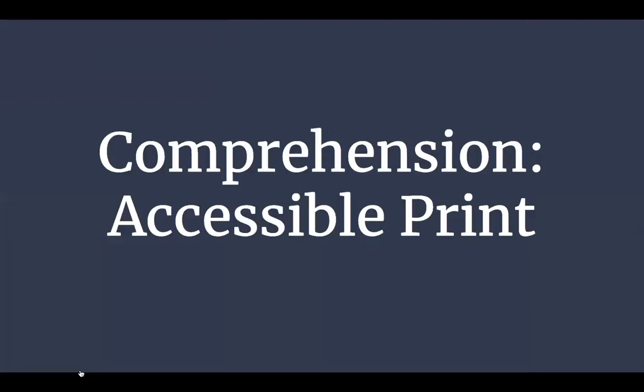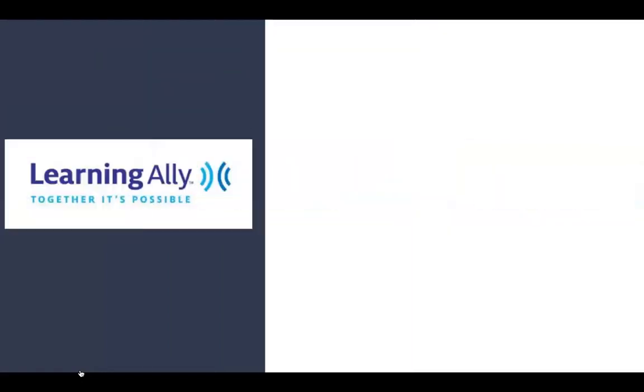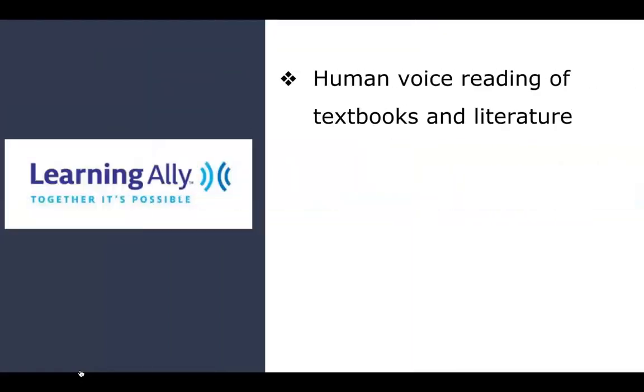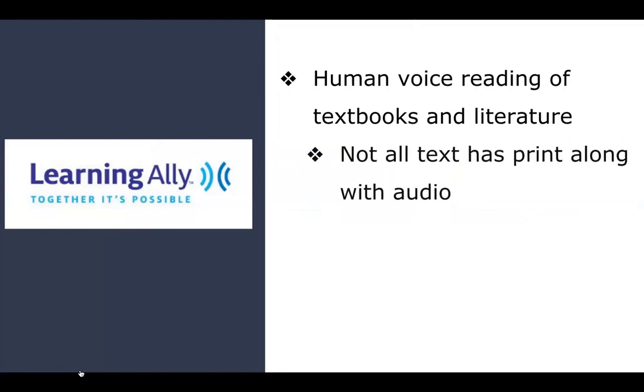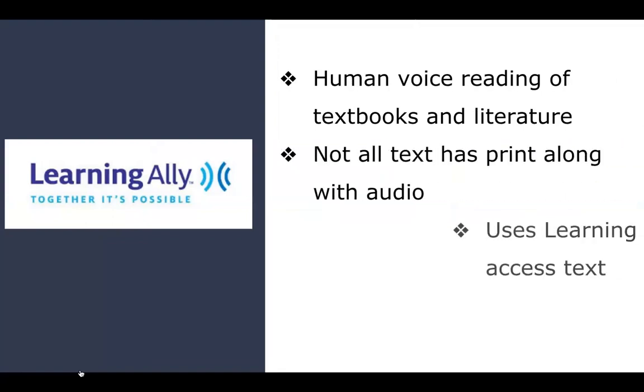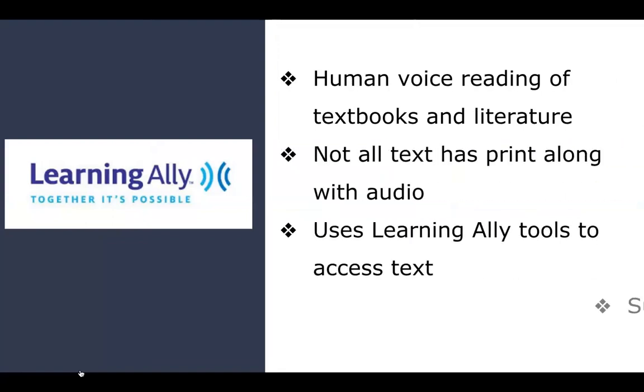So when we talk about comprehension and accessible print, we always start with how do we have accessible print? One of the great tools out there is Learning Ally. They are a great resource for human recorded audio, textbooks, and literature books. They're a great resource for many things. It is a subscription-based model.